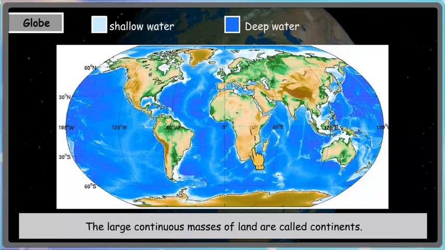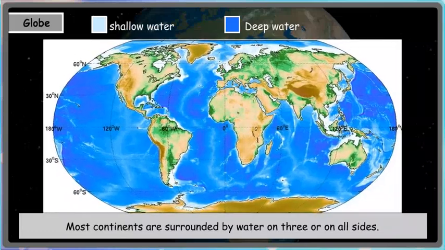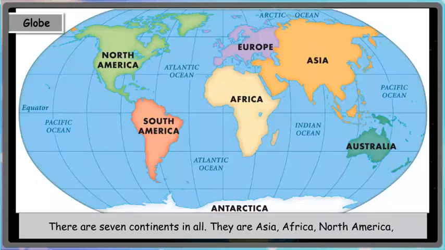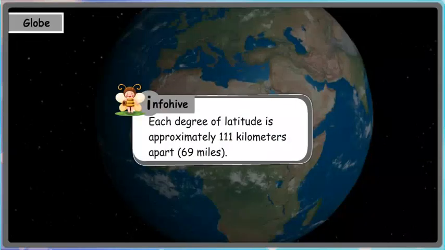The large continuous masses of land are called continents. Most continents are surrounded by water on 3 or on all sides. There are 7 continents in all. They are Asia, Africa, North America, South America, Antarctica, Europe, and Australia. Info Hive. Each degree of latitude is approximately 111 kilometers apart, that is 69 miles.